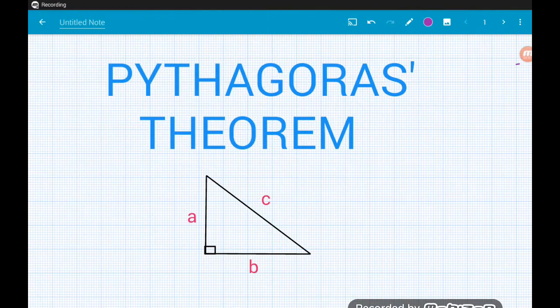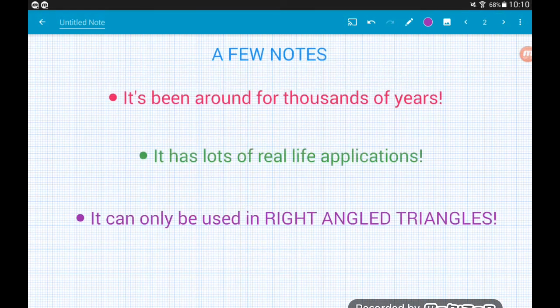Guys, welcome to my introduction on Pythagoras. So this is a very important one for you all. Everybody needs Pythagoras under their belt. So let's get cracking. First of all, a few notes on Pythagoras.